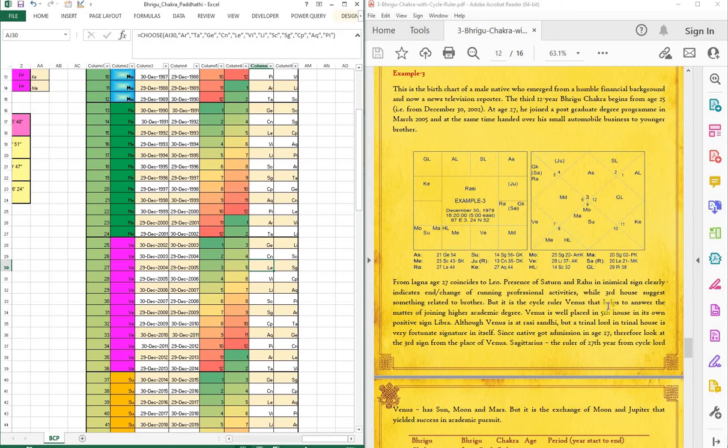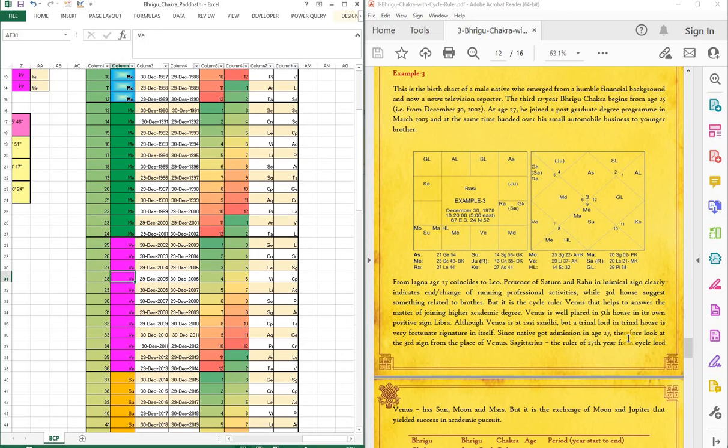But it is the cycle ruler Venus that helps to answer the matter of joining a higher academic degree. So Venus is well placed in the fifth house. So first of all, Venus is the dasanatha. You can read the predictions from the dasanatha. So how is he placed? He is placed in the fifth bhava, quite in his own house, Mula Trikona. Venus is well placed in the fifth, in its own positive sign Libra. Although Venus is in Rashi Sandhi, a trinal lord in a trinal house is a very fortunate signature in itself.